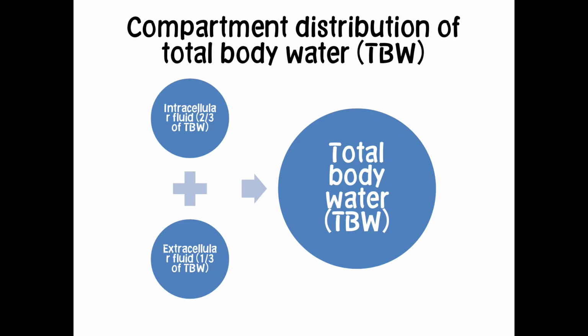The total body water is distributed into two major compartments of the body, that is the intracellular fluid and the extracellular fluid. The intracellular fluid, which is a larger compartment, takes 2/3 of the total body water, while the extracellular fluid takes 1/3 of the total body water.